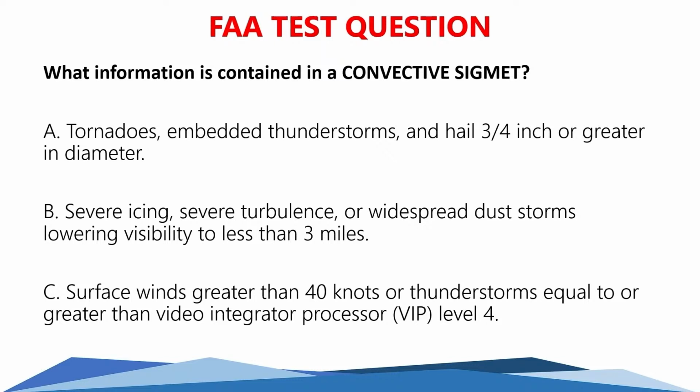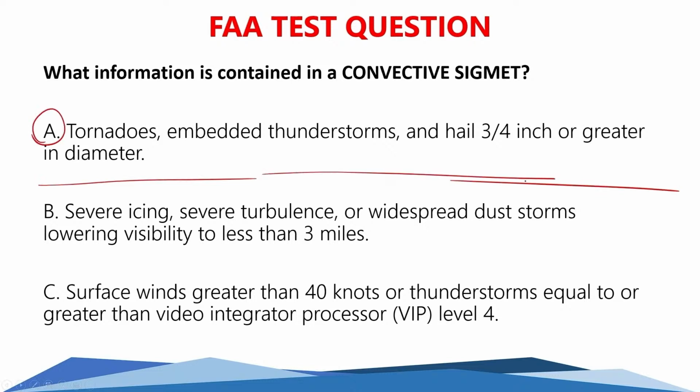All right, let's go ahead and take a look at this one. We've got about 58% of the class with A, 6% with B, and 34% with C. So once again, the majority of the class has it. It is going to be A, and it is tornadoes, embedded thunderstorms, and hail. I know why most people usually say C.